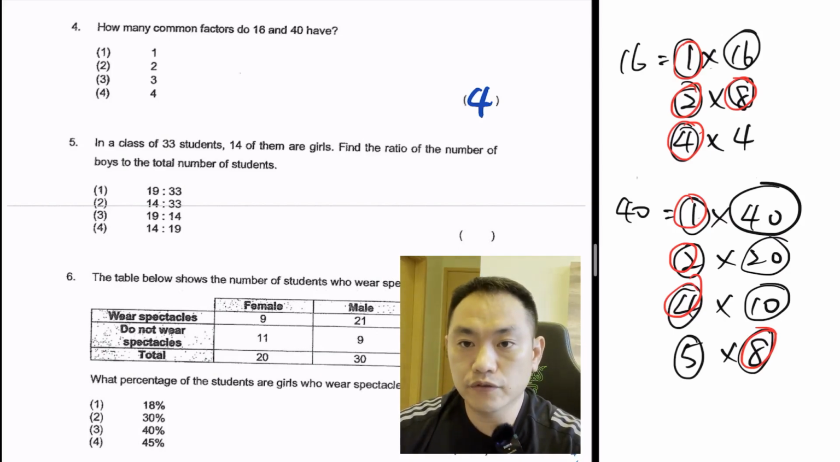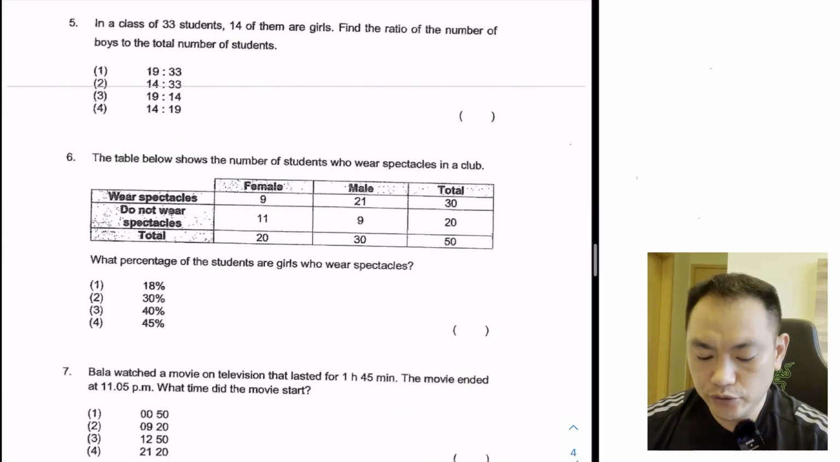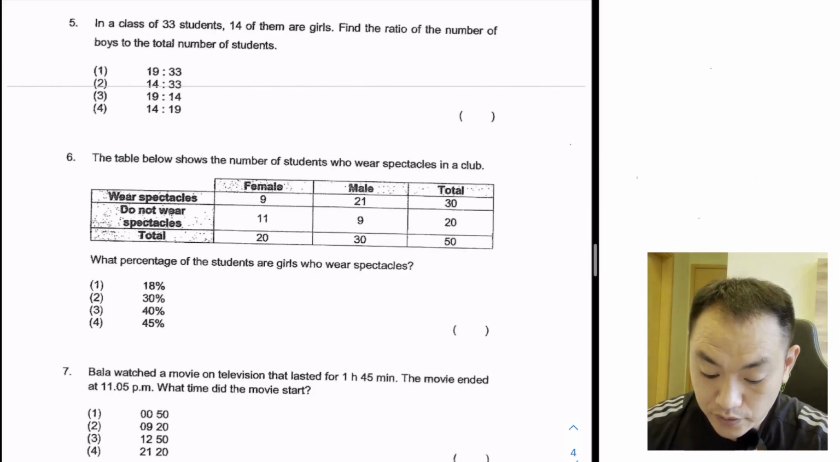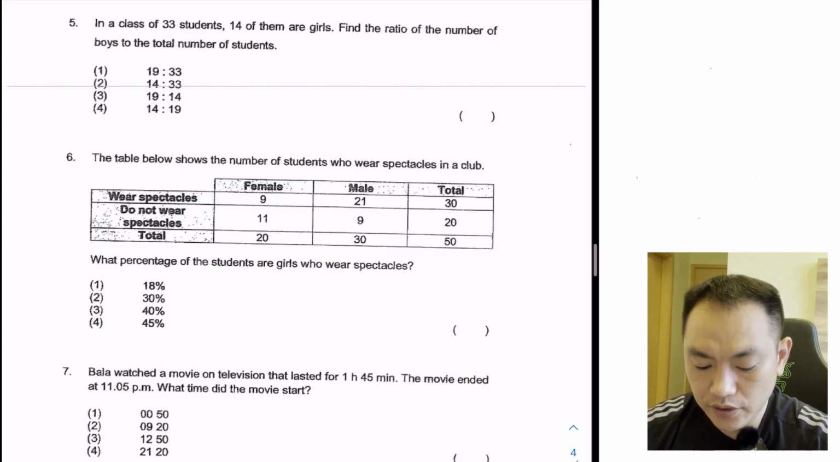Okay, let's move on to the next question, question 5. In a class of 33 students, 14 of them are girls. Find the ratio of the number of boys to the total number of students.